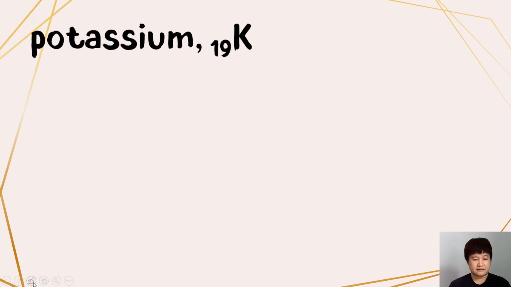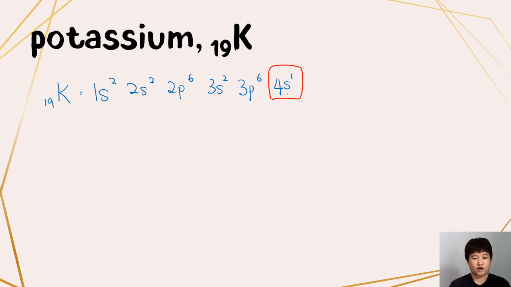Potassium 19. The electronic configuration is 1s2, 2s2, 2p6, 3s2, 3p6, 4s1. That is your 19. Before anything, we identify the block first. And how do we identify the block? The last electron fell into which orbital? The last electron fell into the s orbital. Therefore, potassium is in the s block.